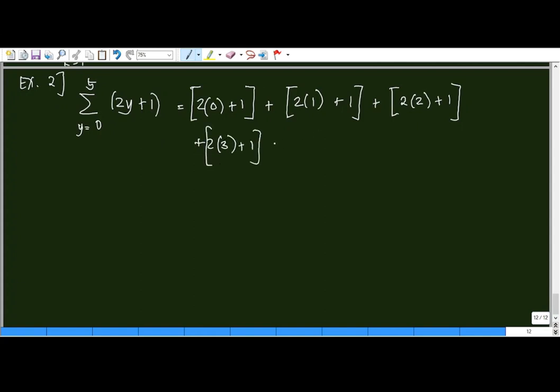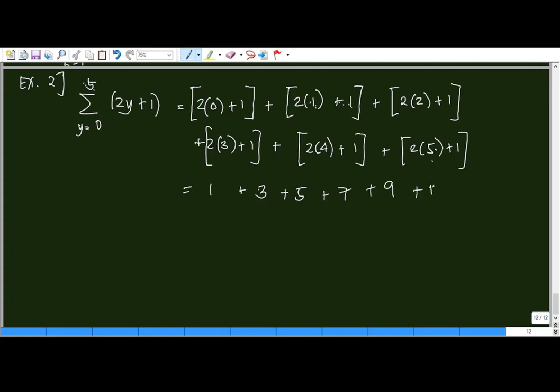And do not forget, I'm putting my brackets para hindi ako malito. Plus, 2 times 4 plus 1, plus 2 times 5 plus 1. I'll stop here. Bakit ulit? Kasi po yung aking upper limit is 5. So, I have to stop at 5. Is now equal to, inputting this in your calculator, that is 1 plus 3 plus 5 plus 7 plus 9 plus 11.